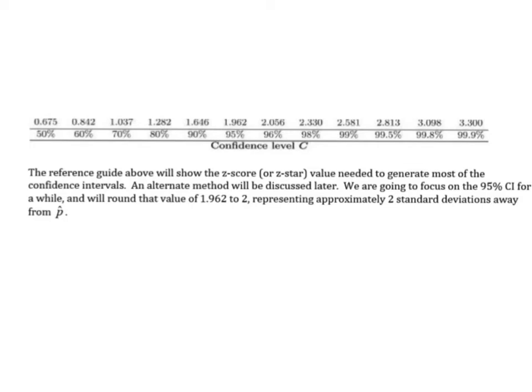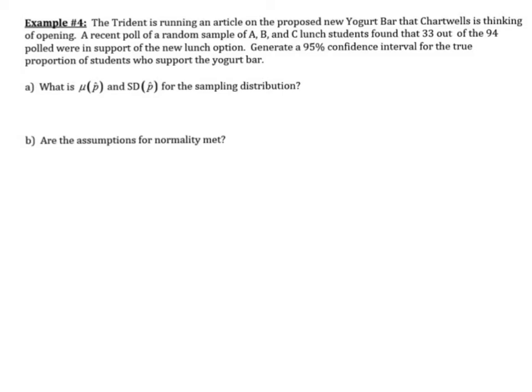All right, flip the page. Well, I'm going to flip the page. I guess you guys just have to look down on your page. All right, so here's the example if you haven't read through it yet. The yogurt bar proposal for Amity High School. A survey was taken of A, B, and C lunch students, and found that 33 out of 94 were in support. We want to generate a 95% confidence interval and then interpret what it means.